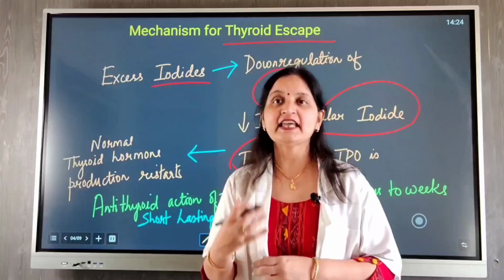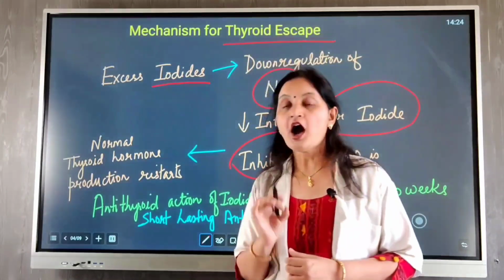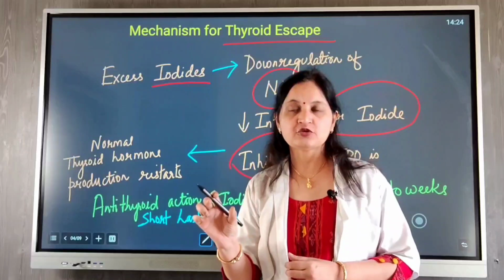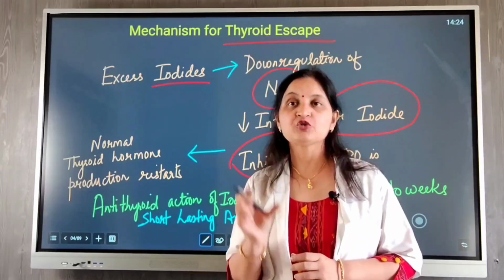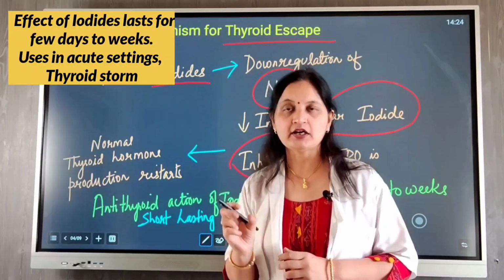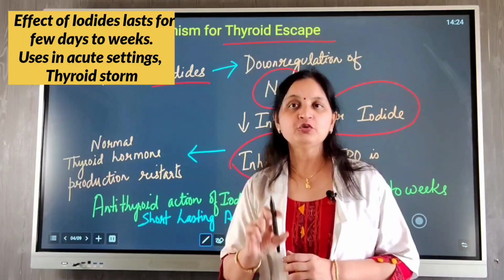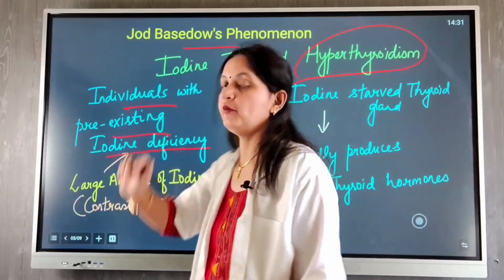The thyroid gland escapes from the inhibitory action on thyroperoxidase enzyme after a few days to weeks. So the effect is transient, and this is the reason why the iodides produce a short lasting action, because of thyroid escape, which occurs within a period of a few days to weeks. Now let's understand what is Jod Basedow's phenomenon.